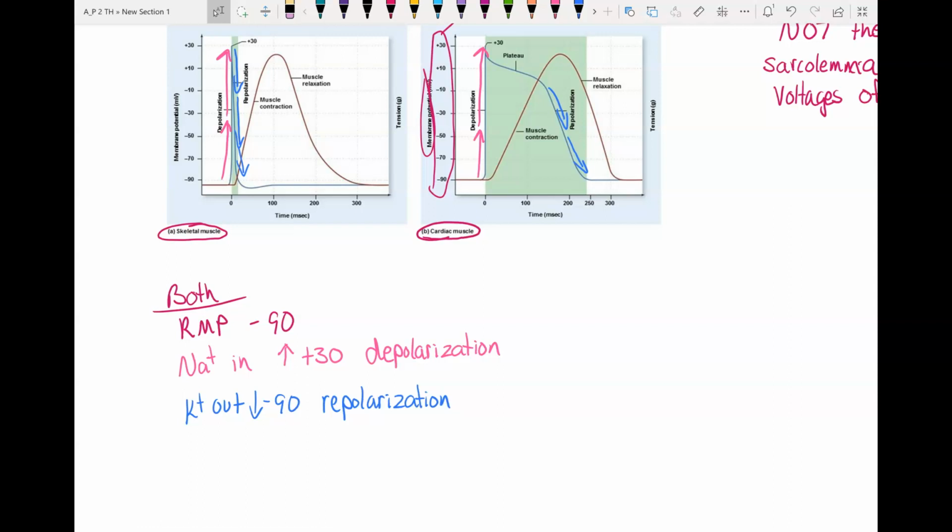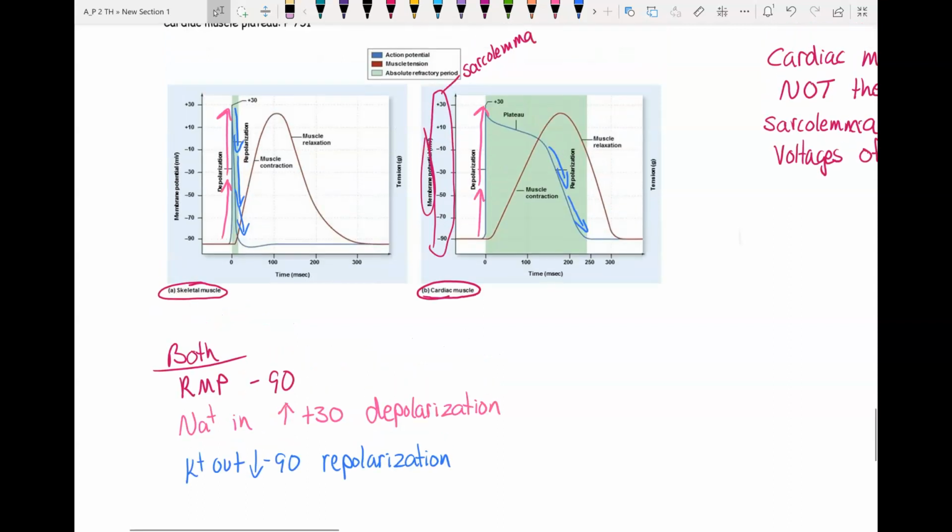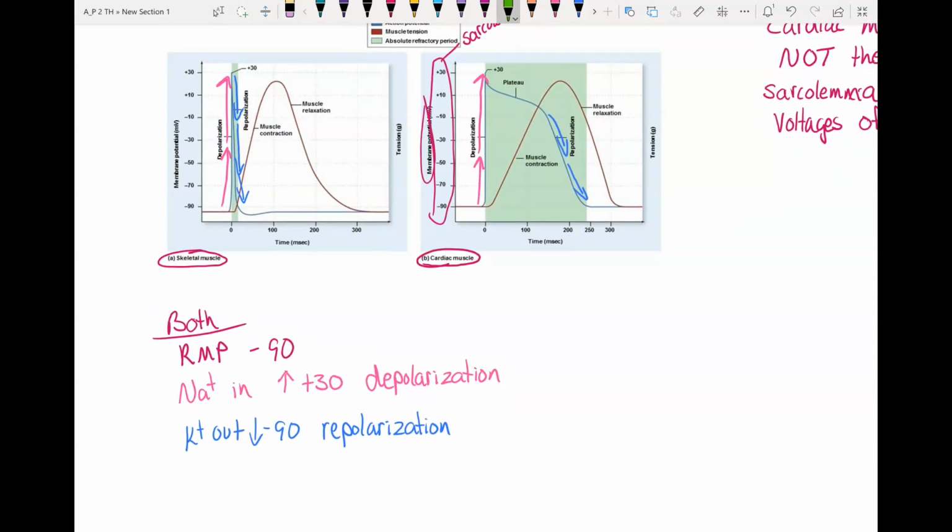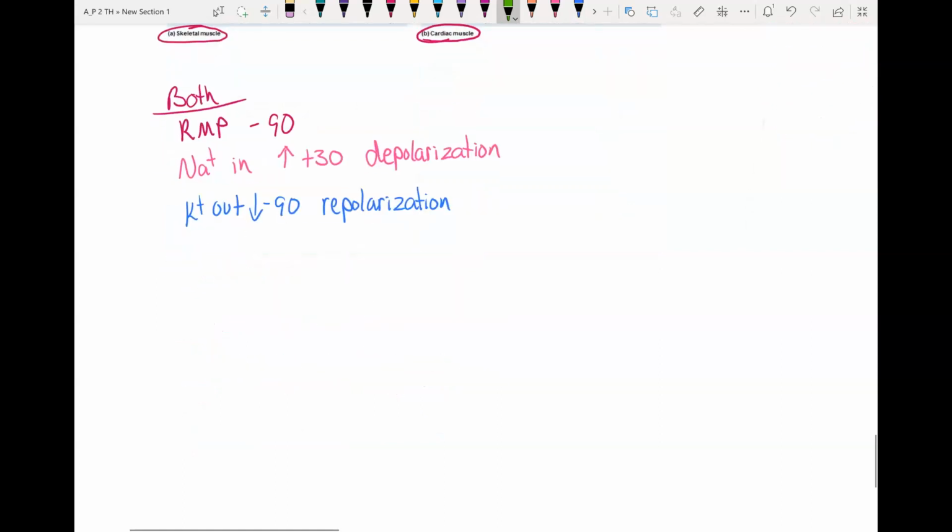Notice the green area in each of these. We have this green area here, and here we have this little green area. That is the refractory period. So the green area represents the refractory period.